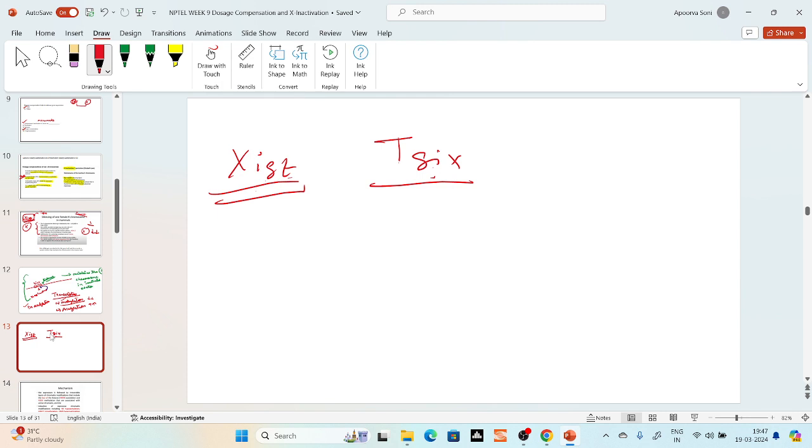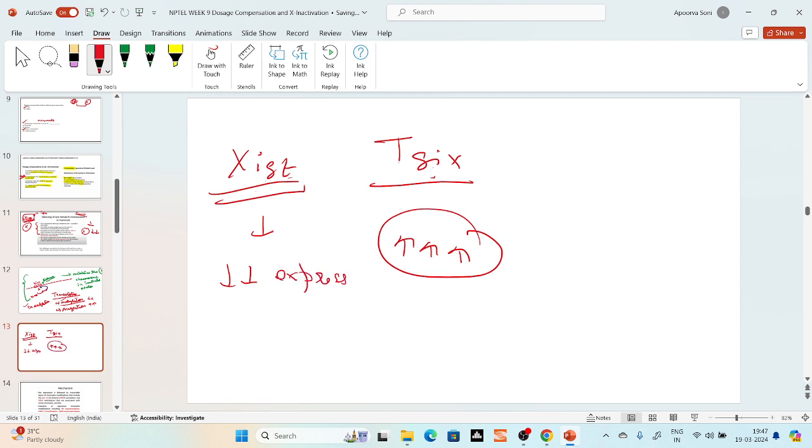So, in a general picture, if this Xist is reducing or inhibiting the expression, this Tsix will activate the expression. Okay, because this is inhibiting the expression, and this Tsix will activate the expression. Okay, this is like a general way. And how will it activate? It will activate the expression by regulating Xist. It will activate by inhibiting Xist. Now, how does it inhibit Xist?